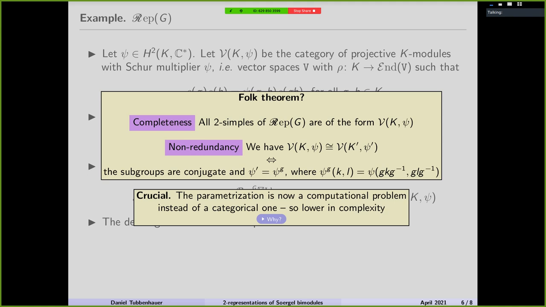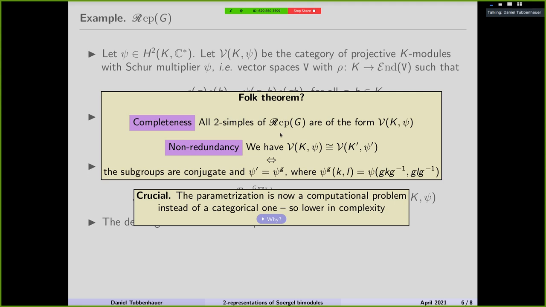And it's also a non-redundant classification in the following sense. Two of them are equivalent if and only if K and K prime are conjugate subgroups. Okay, so it boils down not to classifying subgroups, it boils down to classifying conjugacy classes of subgroups, and if a certain condition on the Schur multiplier is satisfied.